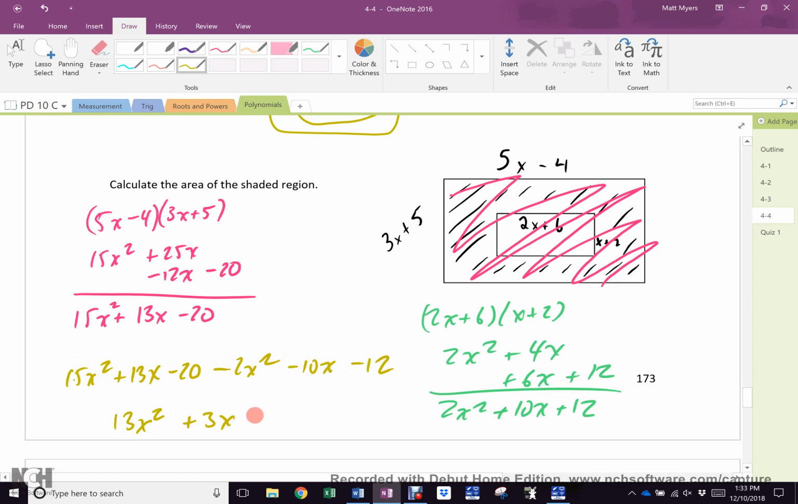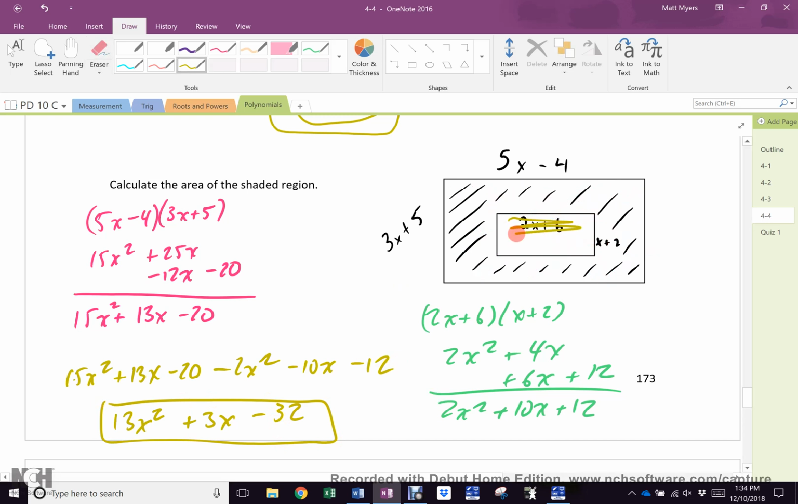That took a hot minute. Was that confusing? Because you are taking this rectangle away. So you had 15 x's, that was the whole thing, but you took away 2 of them.